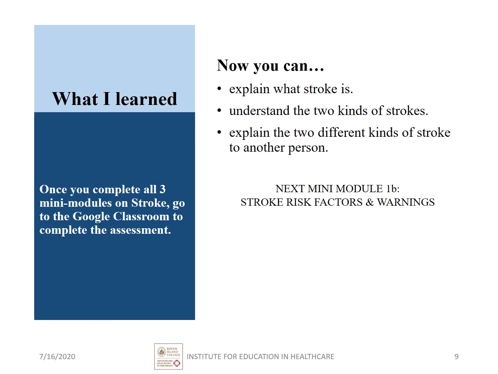Congratulations on completing the first mini module, 1A. Now you can explain what stroke is, understand the 2 kinds of strokes, and explain the 2 different kinds of stroke to another person. The next mini module is mini module 1B, stroke risk factors and warnings. And remember that once you complete all 3 mini modules about stroke, you should go to the Google Classroom to complete the assessment, which is a little post quiz to assess what you've learned about stroke.